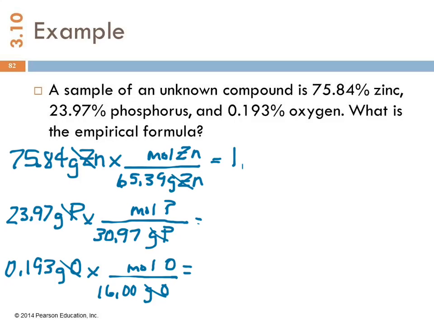1.1598. Maybe I'll have room. Maybe I won't. We'll find out. I'm going to start over there. I'm zooming in on this little tiny thing, and it makes me crazy sometimes. 1.15981, and that's moles of zinc.